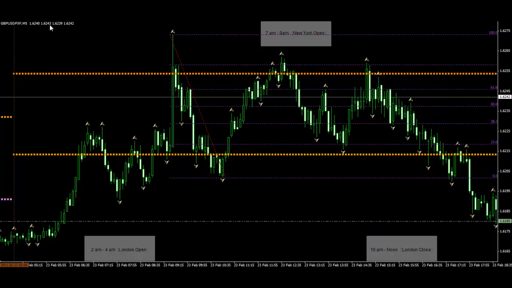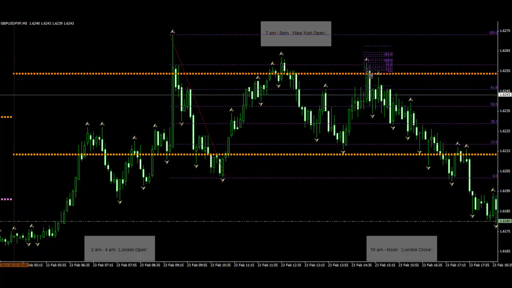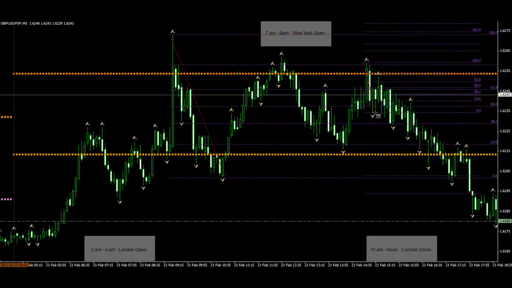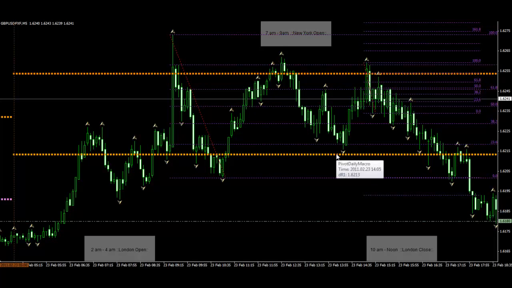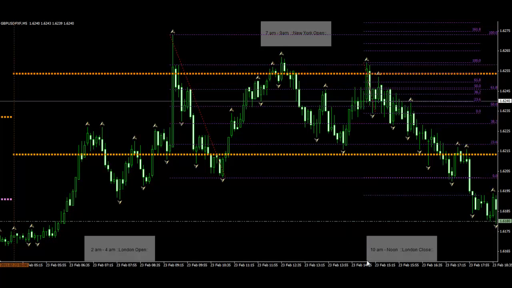Well, if you take the high down to this low, here's the 62 retracement, and 79 is overlapping on R2, sweet spot filled. So there is your London close setup for the cable, and down she goes.